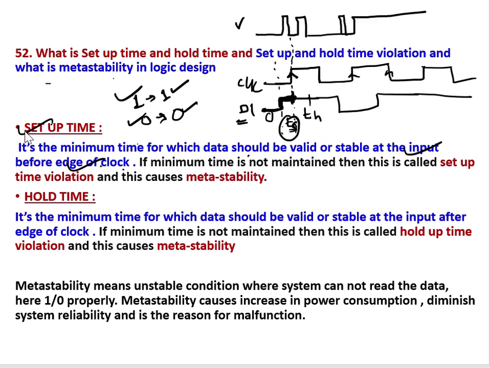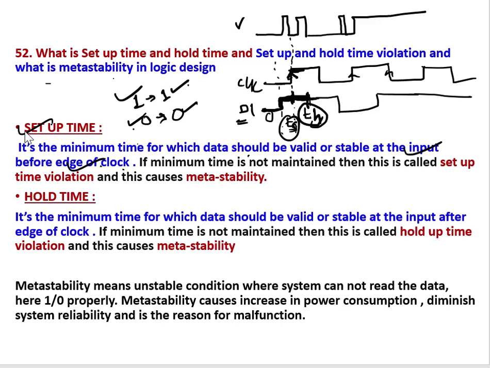And what is hold time? After the positive edge of clock. So this is after the edge of clock. Here the data should be valid or the data should be stable, means if it is 1 it should remain 1, if it is 0 it remains 0. So here, see here, after the edge of clock it remains 1 for some time. This minimum time is called hold time.